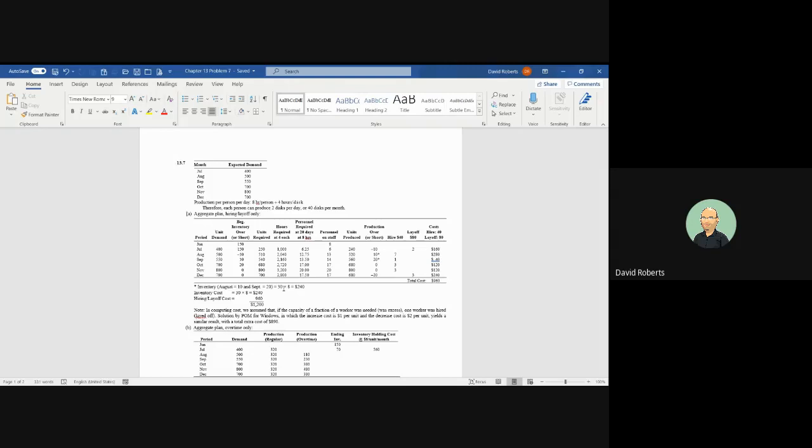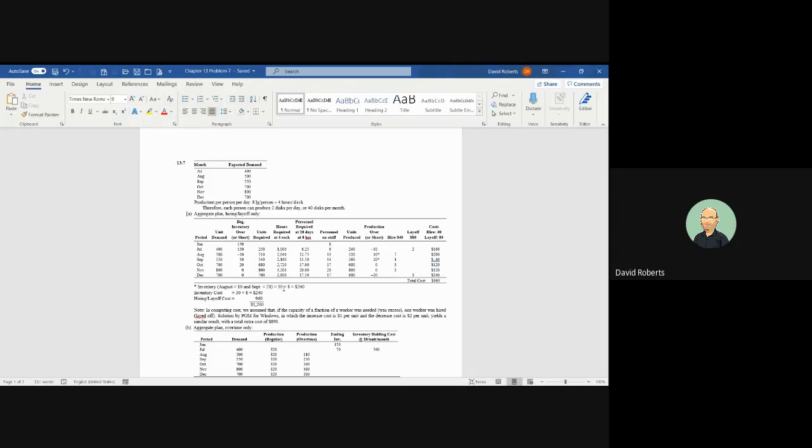So there's 400 discs demanded in July, and you don't need to make 400 because you have 150 leftovers. So you really only need to make 250. The units required would be the demand minus the beginning inventory, so you need to make 250 units. It takes 4 hours to make a unit or a disc, and you divide that by the fact that it takes 8 hours per employee per day.